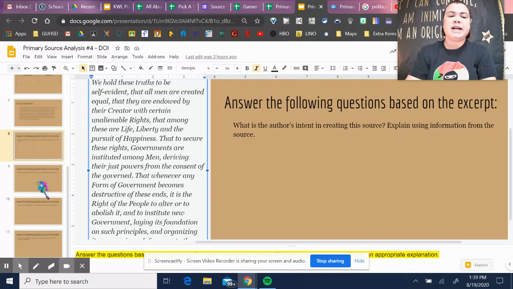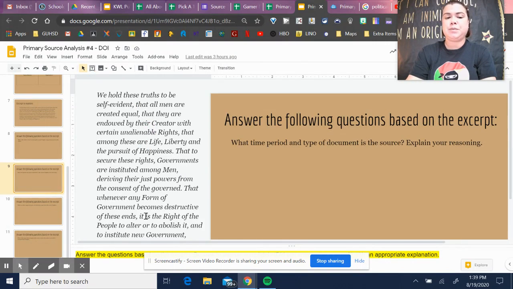Okay. Slide 9, I've done the same thing. I've still pasted the excerpt here for you to view. The question is going to be, what time period and type of document is this source? Explain your reasoning. So when did it occur and what kind of document is it? So think about your primary sources, what this is, and then you're going to explain why you think that way, okay?